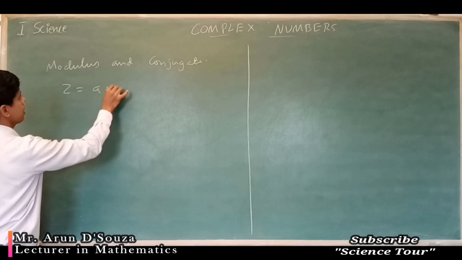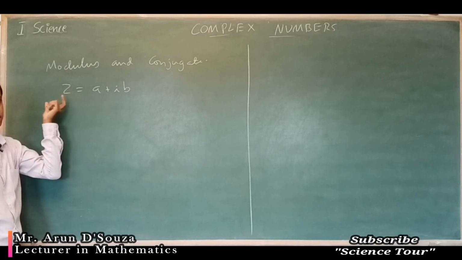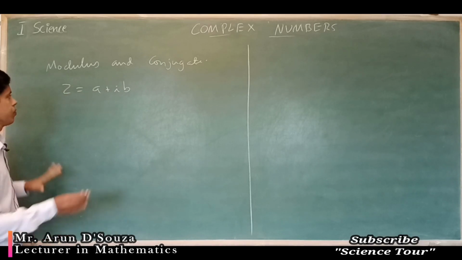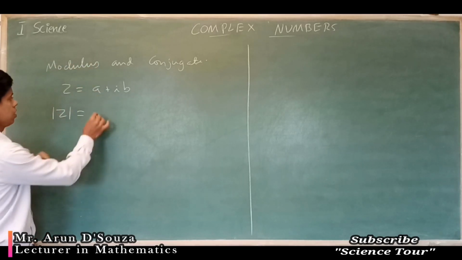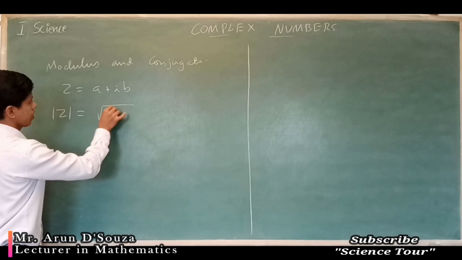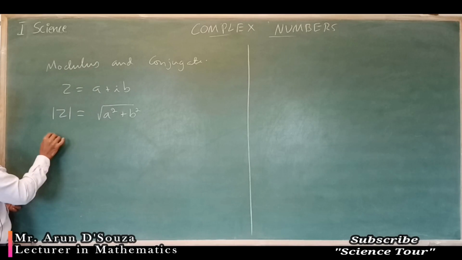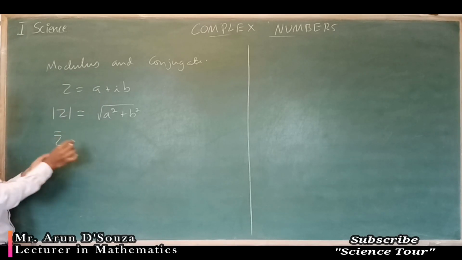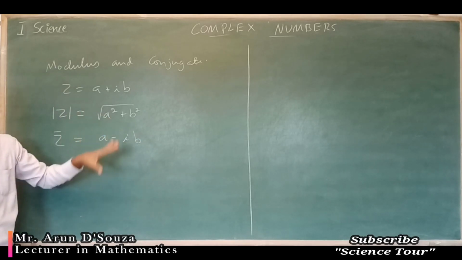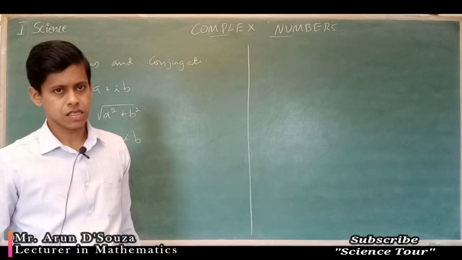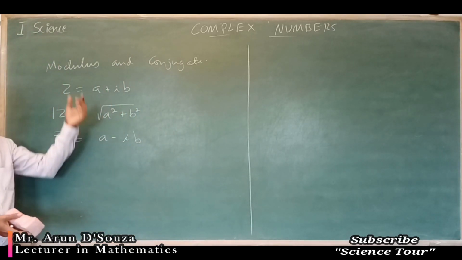If z is a plus ib, if z is any complex number, consider it as z. Then what is modulus? So modulus of z is the square root of a square plus b square, right? Similarly, conjugate. This is the notation z bar. So that is a minus ib. So these are the two things that you need to remember for the next few problems. Well, we'll continue to discuss about this modulus and conjugate.